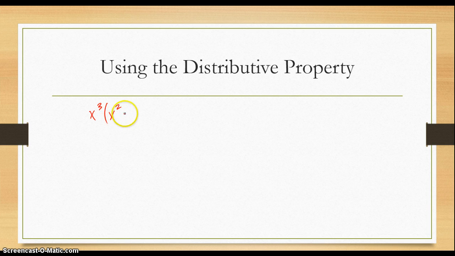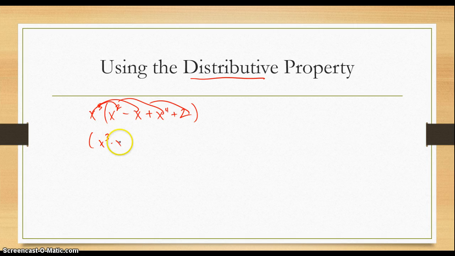So let's say we have x cubed times (x squared minus x plus x to the fourth plus 2). This is multiplying and the distributive property, as we're well aware of, but we're going to distribute that x cubed to each piece inside of that parentheses. So x cubed times x squared, multiplying the same base, we add their exponents: x to the fifth. x to the third times x to the first is x to the fourth. x to the third times x to the fourth, we get x to the seventh. And then x cubed times 2 is just 2x cubed.